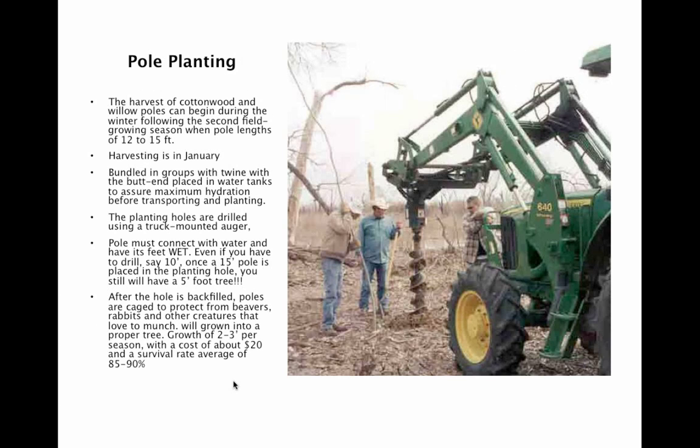The poles are harvested usually around January, and the lengths run from about 12 to 15 feet. The side branches are pruned, leaving only a few branches at the top. The poles are then bundled in groups, and the butt end, the cut end, is placed in large water tanks, usually like cattle troughs, to ensure that the pole starts to hydrate itself, actually sucking up as much water as it possibly can. So you can imagine how heavy these can get, having that 2 to 3 inch caliper, 15-foot pole full of water, so they can be a little hard to transport from time to time.